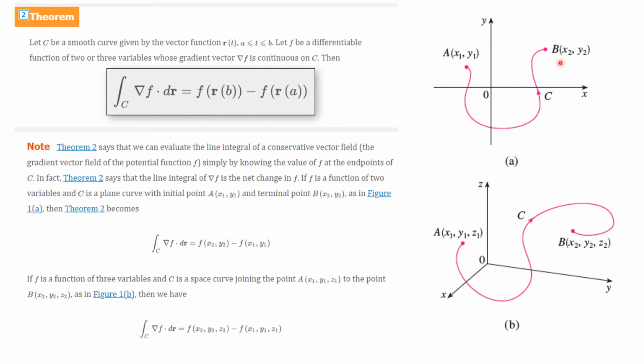And so that means in two dimensions we can evaluate this by taking f of x2, y2 minus f of x1, y1, or in three dimensions, as we said, by taking f of x2, y2, z2 minus f of x1, y1, z1. A great simplification in terms of the calculation.